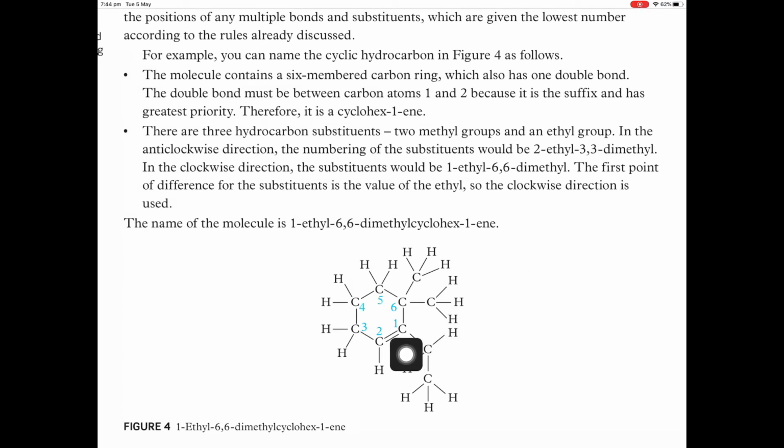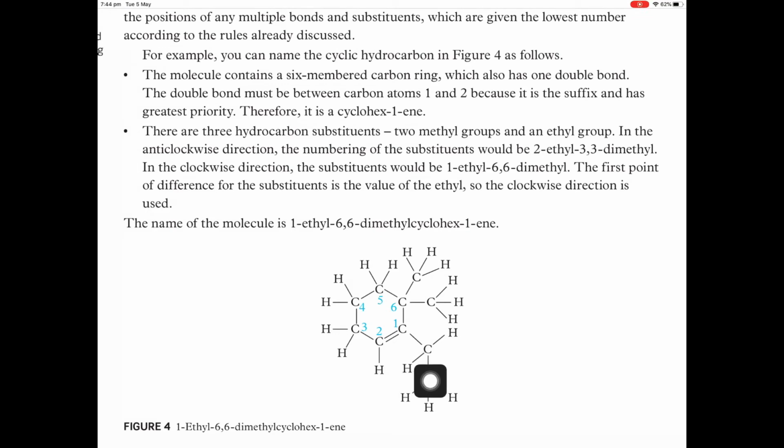So the most important part, I'll use the top right hand corner of my little square pointer. The most important part of the carbon ring is this double bond. So we number the carbons with the double bond at the lowest numbers. So that's carbon 1, carbon 2, 3, 4, 5, 6.